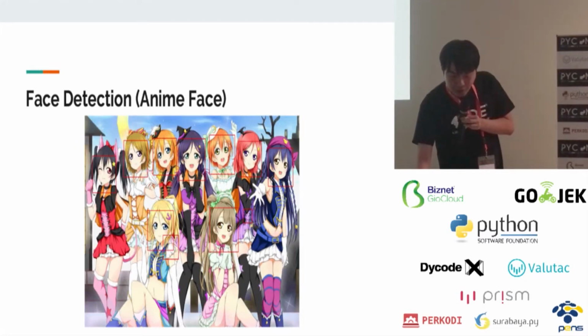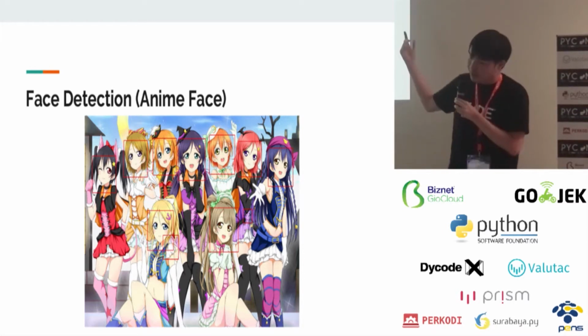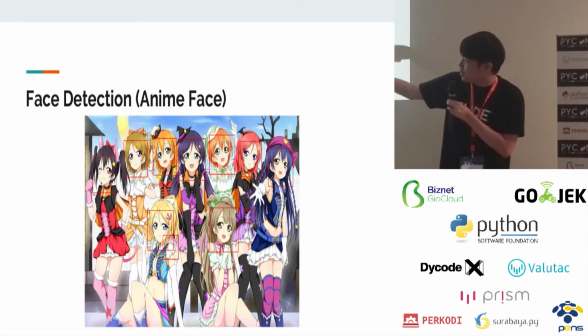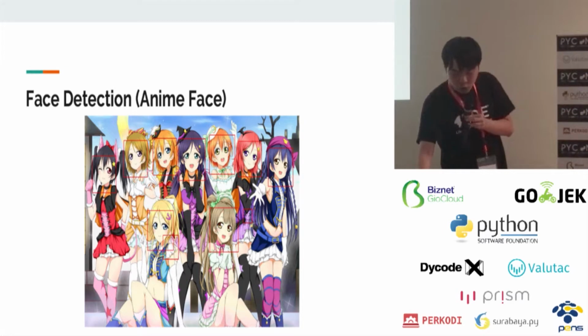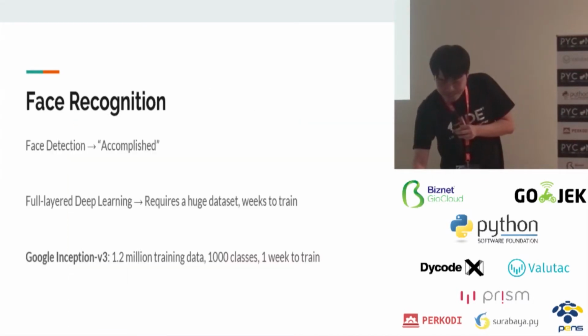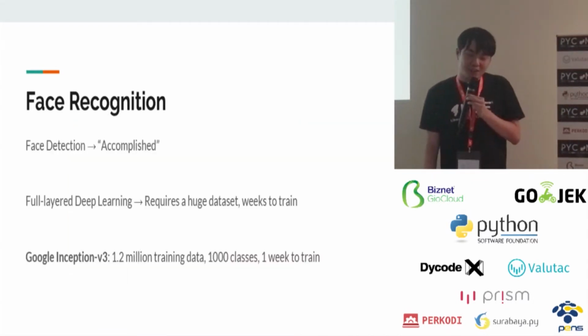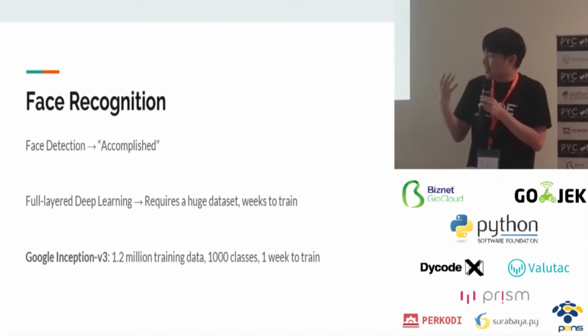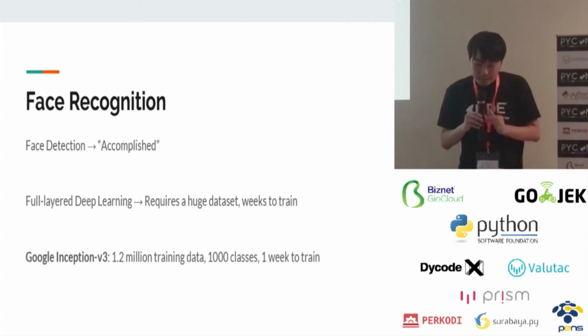So now, if I run the same model to the previous images, it can detect all faces correctly, even though there's some false positives. But overall, it works well. And when I run the same model to human face, it shows nothing. Okay? So now, for face recognition problem, we can already localize and detect where the face is located.